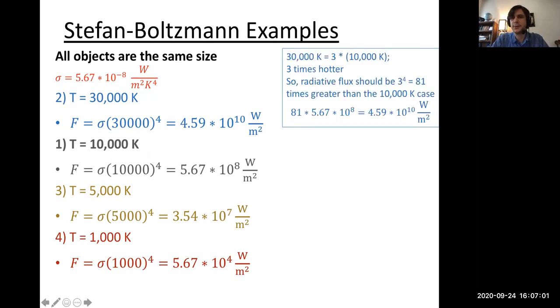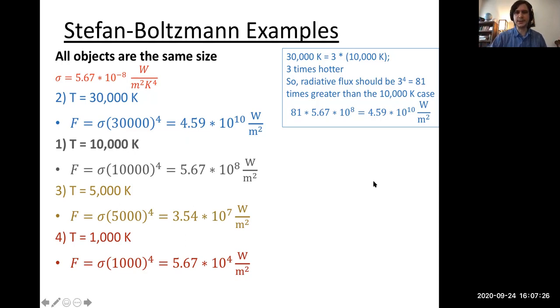All right, so here we have our 30,000 Kelvin star. 30,000 Kelvin is 3 times 10,000 Kelvin. It's 3 times hotter. So thinking proportionally, how much more radiative flux, how much more energy should it be giving off per square meter? It should just be, oh, it's 3 times hotter. So it should be 3 to the fourth times.